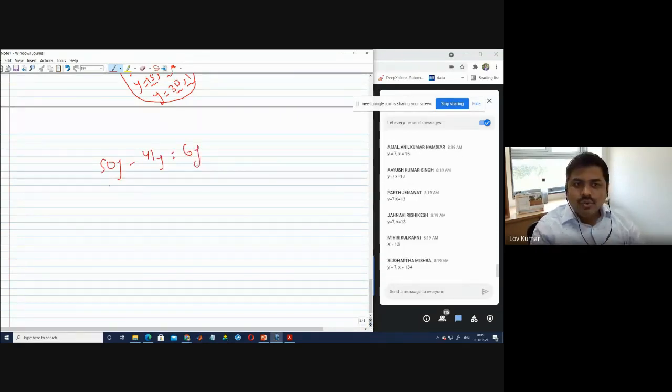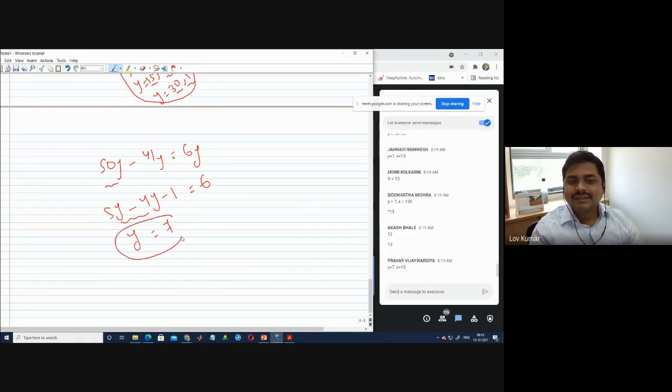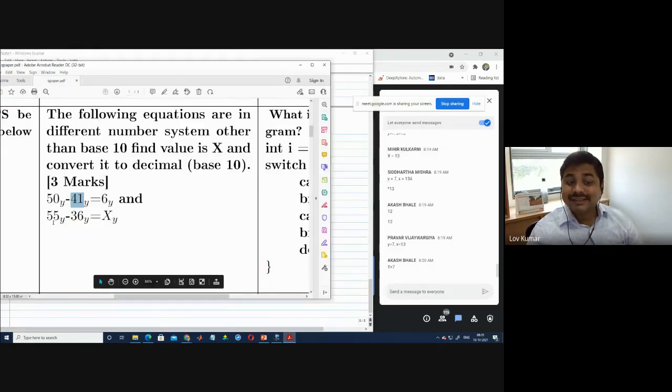Okay. If you are going to convert to the decimal number, what is the value you write? 5y minus 4y minus 1 equal to 6. If you are going to write y equal to, what is the value? 5y minus 4y, y equal to, we are getting here 7. Okay. So y equal to 7. If you are getting 7, now you have to put in the second expression and you will get the value of x.